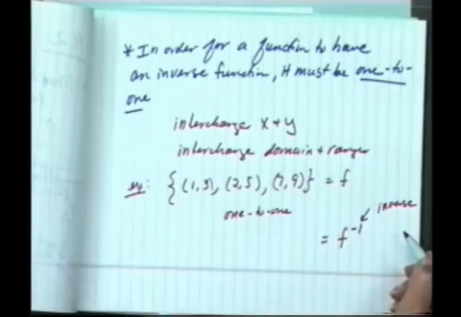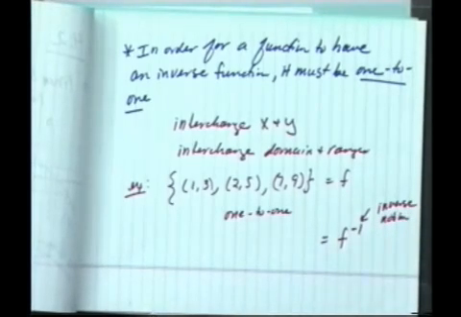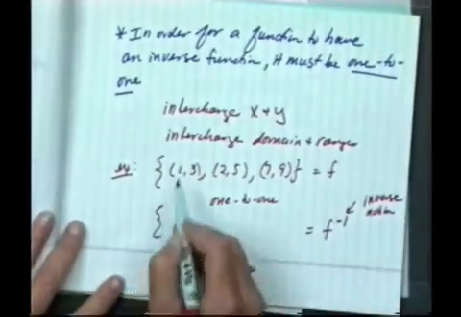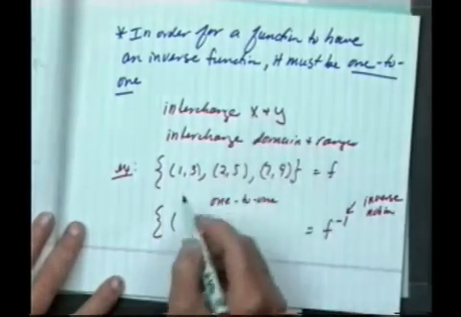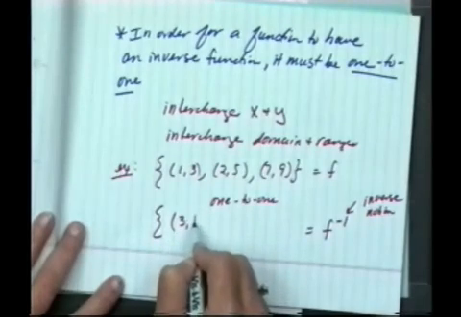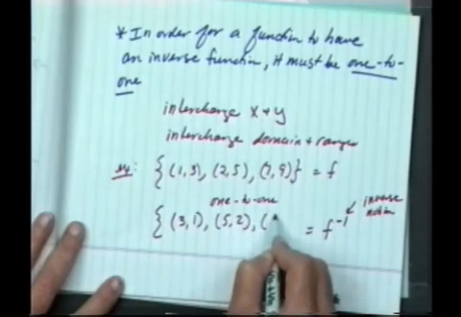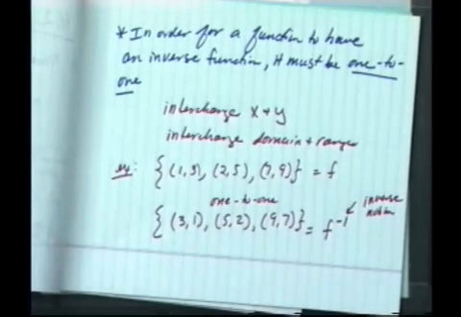It does not mean 1/f. It's just notation. All right, so the inverse function, you're just interchanging your domains and your ranges, or your x and y's. So the inverse function would be (3,1), (5,2), and (9,7). Interchanging x's and y's.